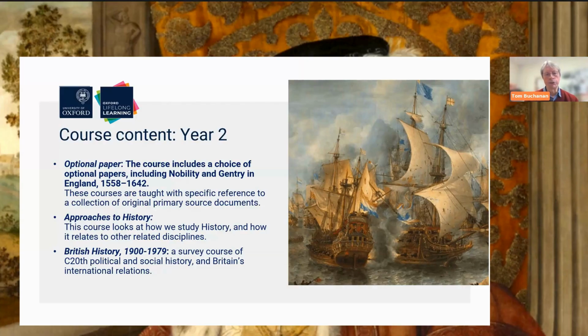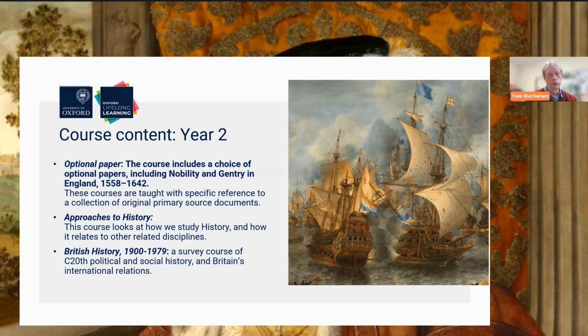The important point about these courses is that, unlike the survey courses I was talking about a moment ago, they will be taught on the basis of a collection of original primary source documents. And so you really get that experience of working from the original source material, and it helps you to really get a new sense of depth in the studies you undertake.